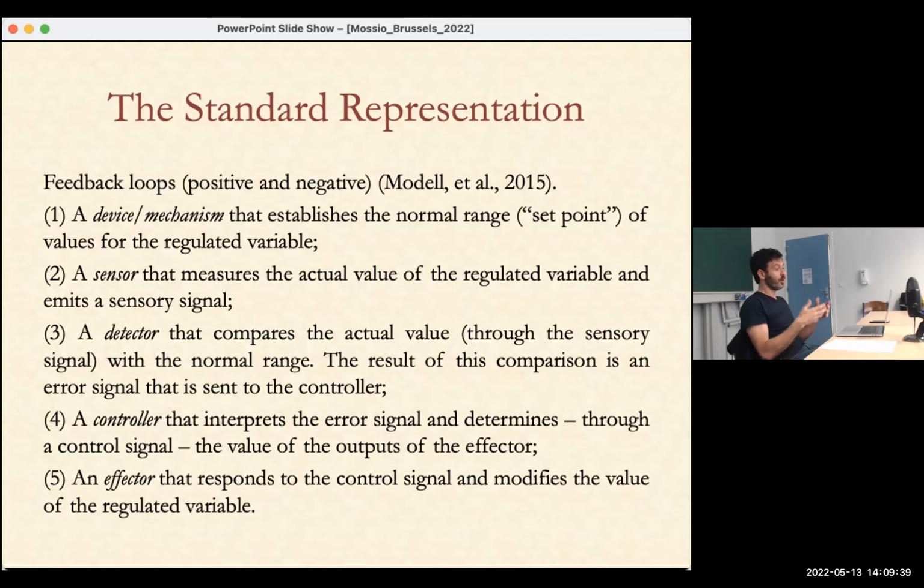I know that this is perfectly obvious to you here, but let me check whether this is a fair way of describing the essential points of these models. Second, a sensor that measures the actual value of the regulated variable and provides a sensory signal in response. Third, a detector that compares the actual value, through the sensory signal, with the normal range. The result of this comparison is an error signal, which is sent to controllers. The controller interprets the error signal and determines, through a control signal, the output of the effector. And the system must also include effectors that respond to the control signal and modify the value of the regulated variable.